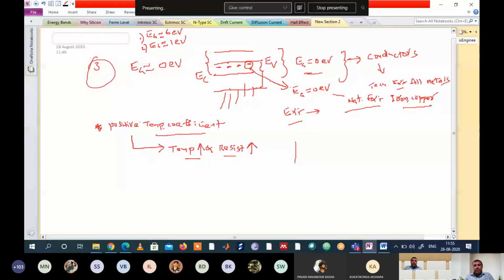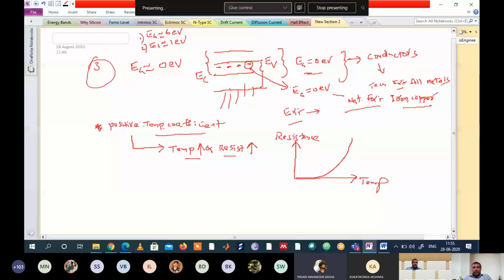What is the shape of the graph like? If you draw it, on the x-axis you take temperature, and on the y-axis you take resistance. Is it a decreasing function or an increasing function? It is an increasing function, a straight line. This is about positive temperature coefficient. These are very important points for competitive exams like GATE. You should know all these points and examples, and how the structure will be.